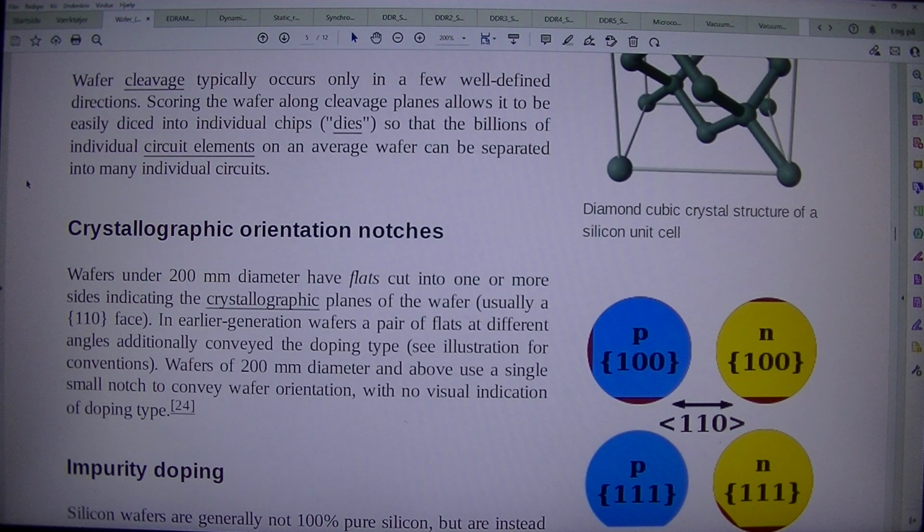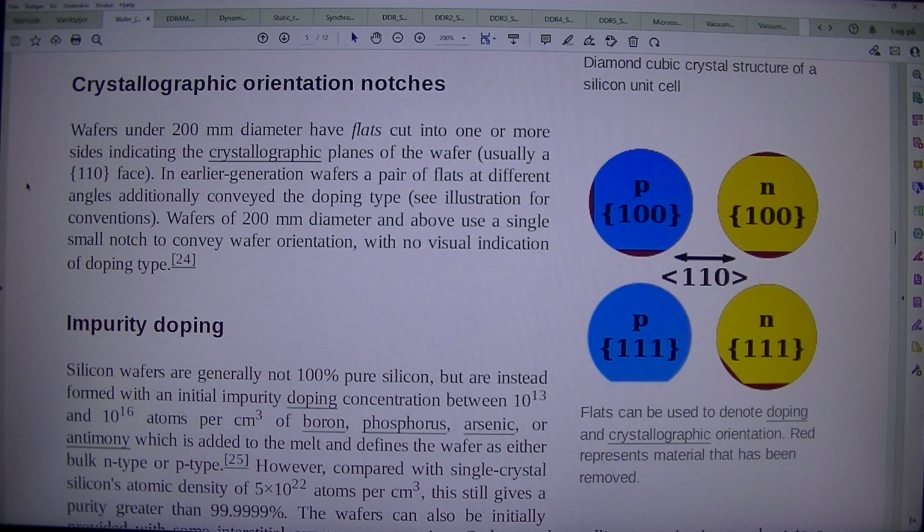Its crystallographic orientation notches. Wafers under 200 mm diameter have flats cut into one or more sides indicating the crystallographic planes of the wafer, usually a 110 face. In earlier generation wafers, a pair of flats at different angles additionally conveyed the doping type. See illustration for conventions. Wafers of 200 mm diameter and above use a single small notch to convey wafer orientation, with no visual indication of doping type.